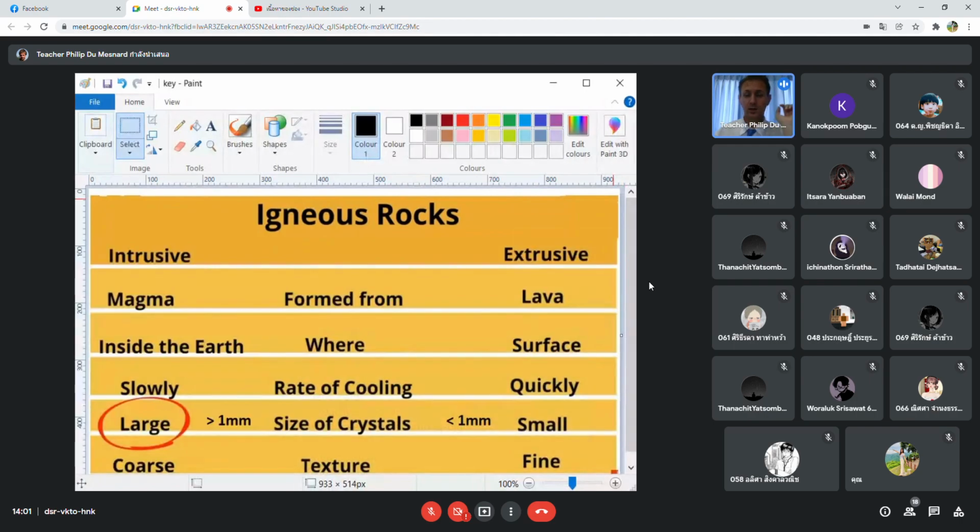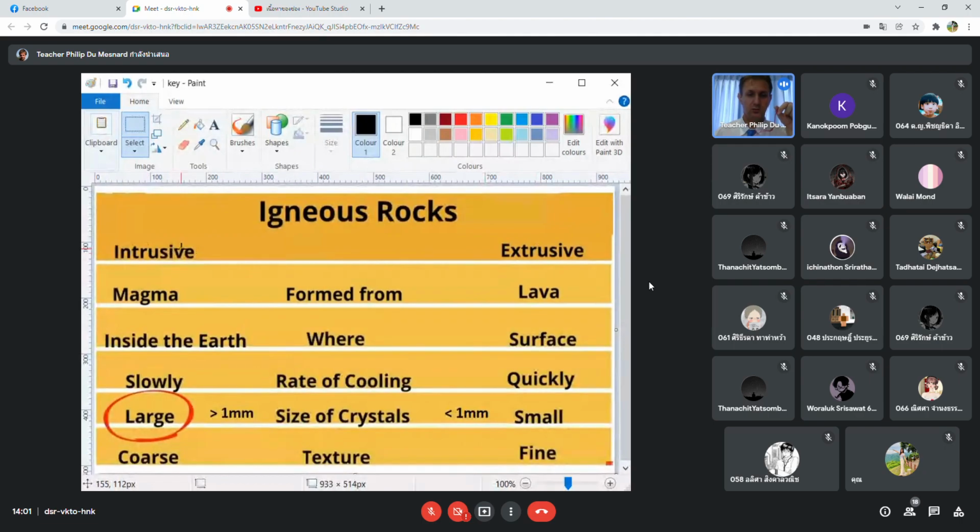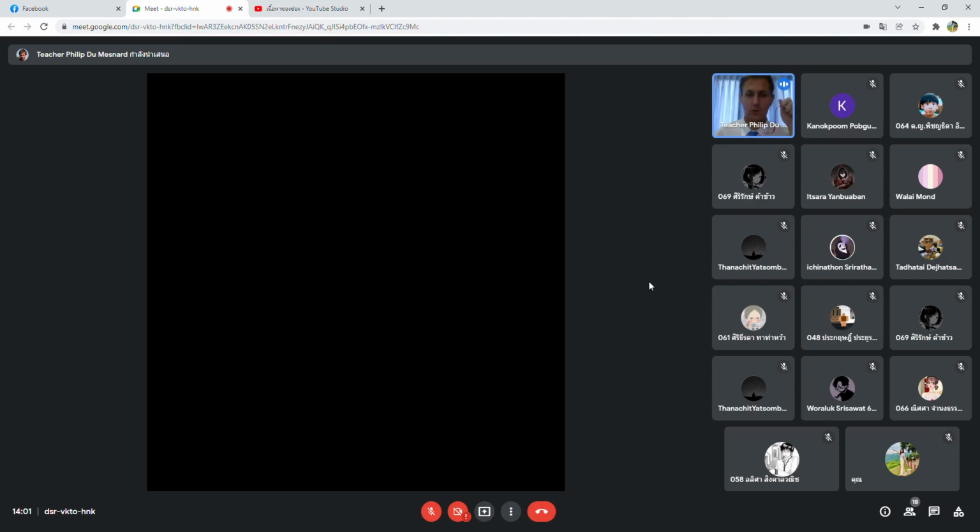Okay, class, this one, I always talk about this table because it's quite important. And this is about the extrusive and the intrusive rocks. One of them has the big crystals and one of them has the small crystals. So this is the lava rocks or the volcanic rocks. It has the small crystals. And here is the magma rocks. It has the big crystals. Okay, so this is quite important. And tomorrow it's going to be a question for your test. Okay, let me just go back to the book.